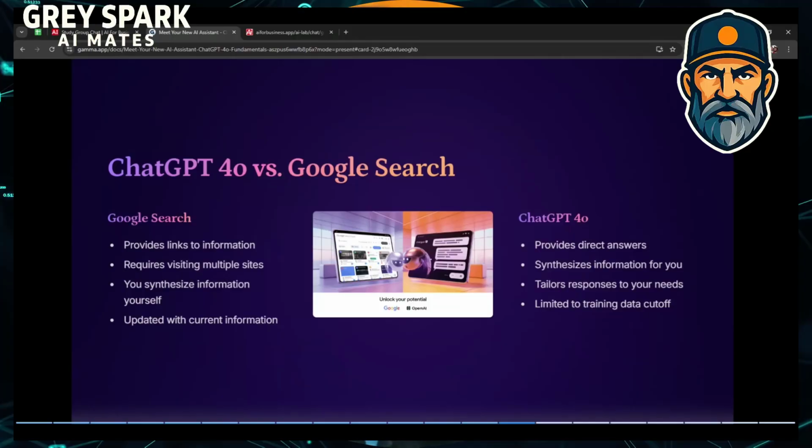ChatGPT versus Google search. When you use Google, you get a list of websites that might contain the information you need. You then have to visit those sites, read potentially lengthy content, and synthesize the information yourself. With ChatGPT, it takes a different approach. It synthesizes the information into a direct conversational response tailored to your specific questions, and the more specific your question is, the better responses you'll get. Instead of showing you where to find the information, it just gives you the information.